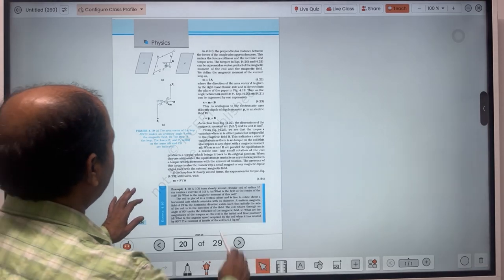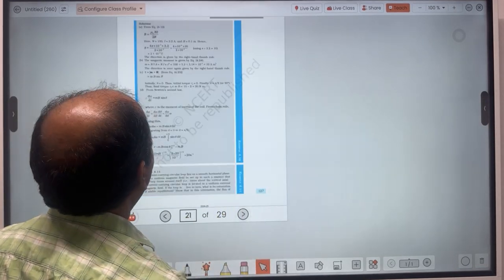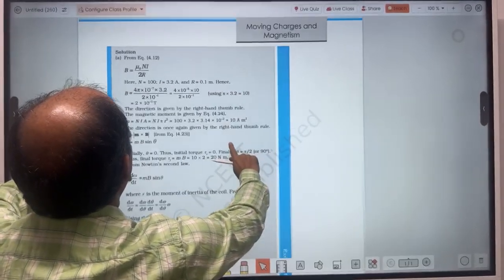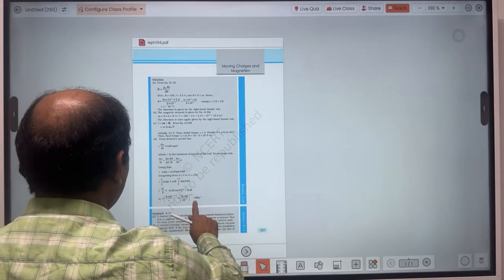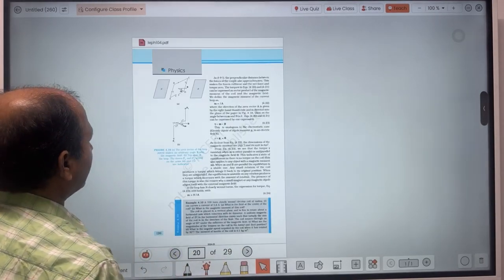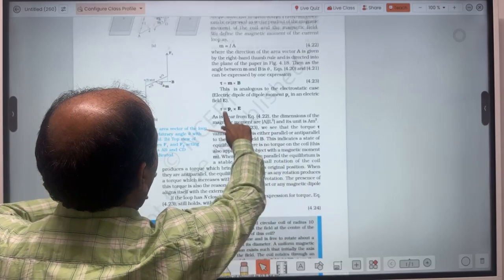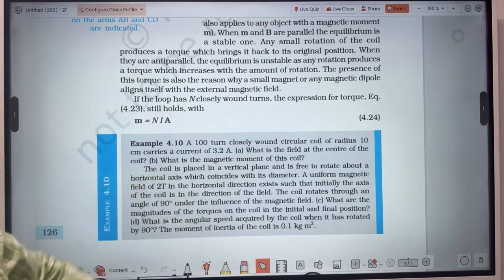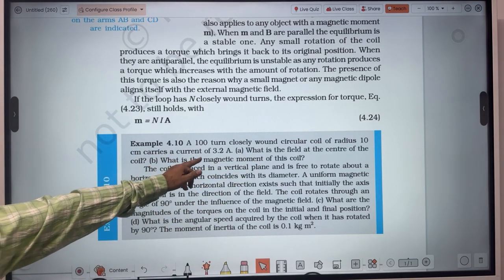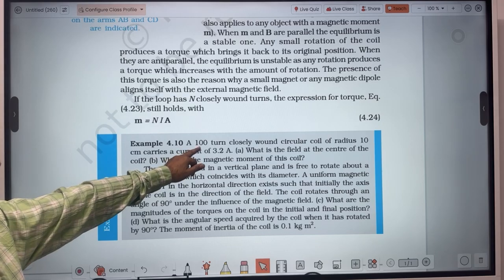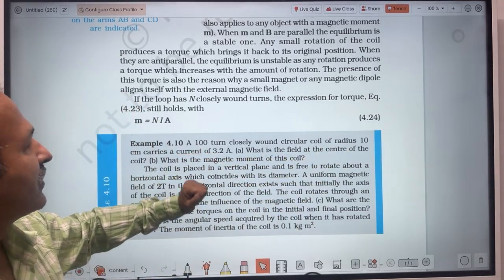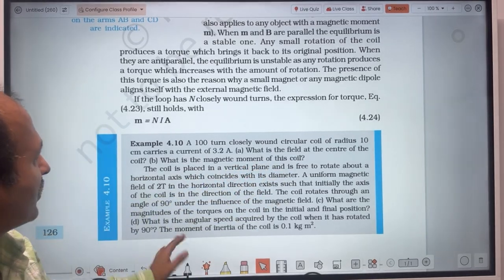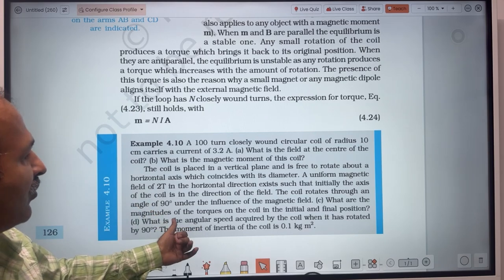Now let's analyze one question here. First, we have to read the question and then we will analyze. So here we have to determine the magnetic field. A 100 turn closely wound circular coil of radius 10 centimeter carries a current of 3.2 ampere. Here the number of turns is given, the radius of the coil is given, and the current is given. What is the field at the center of the coil? What is the magnetic moment of this coil? So we are going to find out, and after that there is some more information.